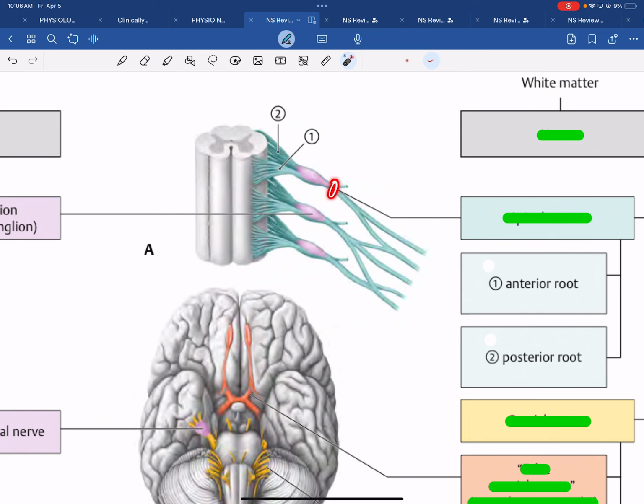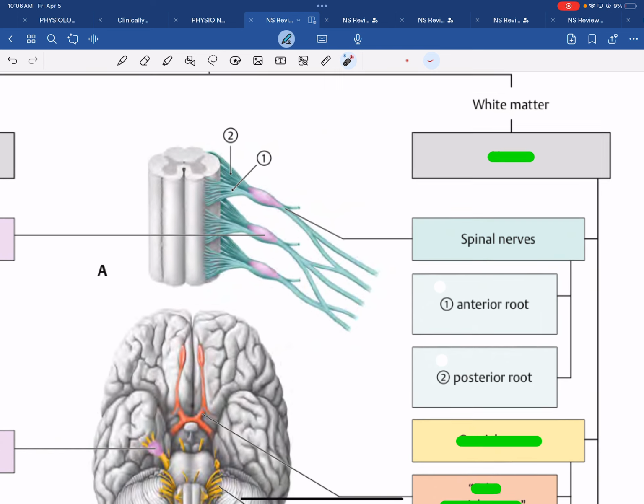What is this? Good, the spinal nerve. Because after the anterior and posterior rootlets is the posterior and anterior root, and then the spinal nerve, and then what's after the spinal nerve? Anterior ramus. Exactly, anterior ramus and posterior ramus, good.